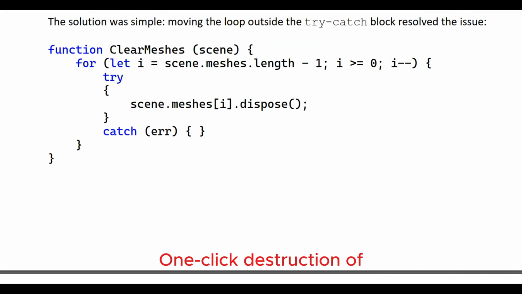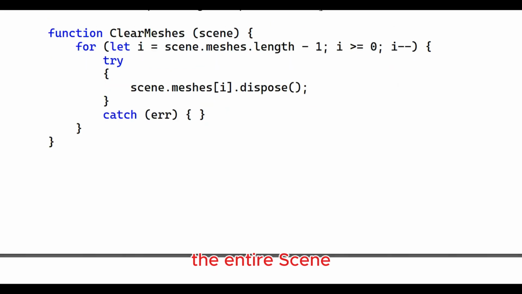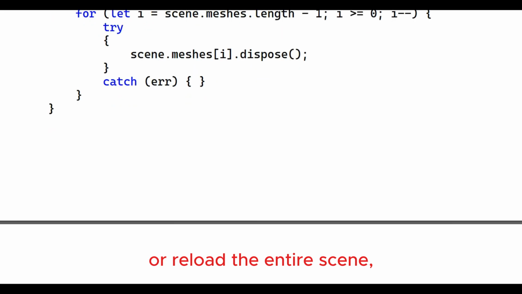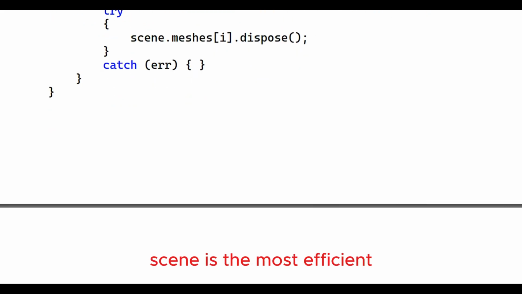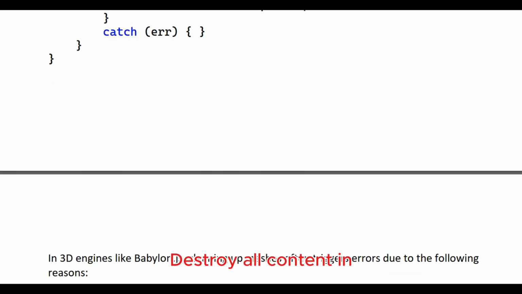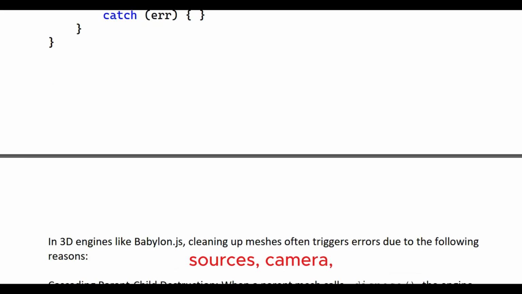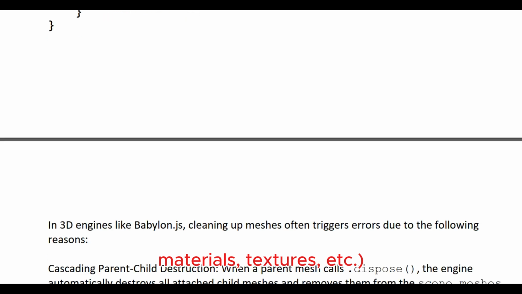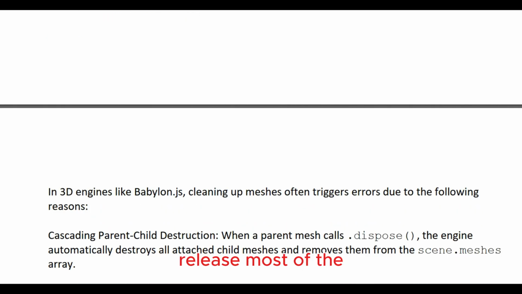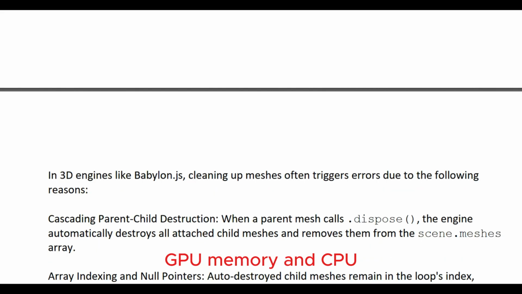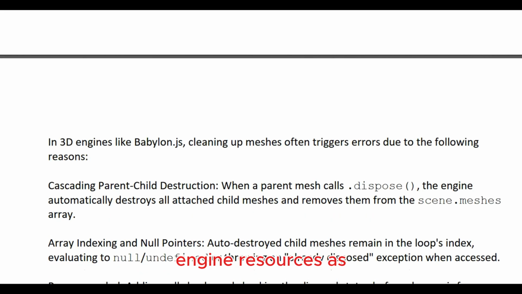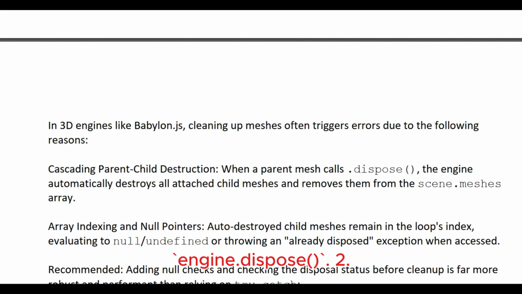1. One-click destruction of the entire scene, recommended for complete resets. If you need to switch levels or reload the entire scene, directly destroying the scene is the most efficient and cleanest way. Destroy all content in the scene: mesh, light sources, camera, materials, textures, etc. Note: scene.dispose will release most of the GPU memory and CPU memory bound to the scene. If you need to clear engine resources as well, you can call engine.dispose.